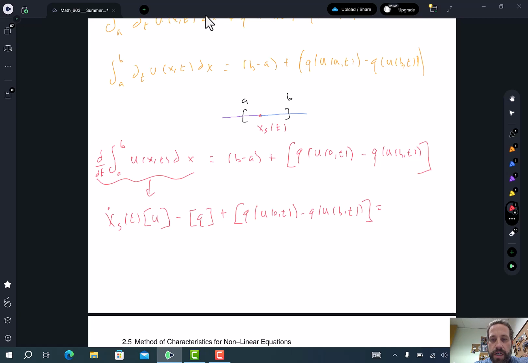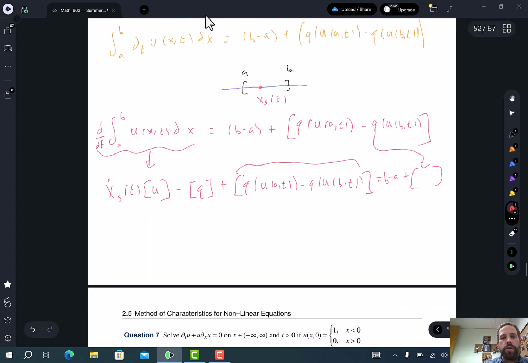And now for us, this is going to be equal to b minus a, and I don't have enough room. It's going to be plus this part right here. Okay, but the part there and this part are equal to each other, and so overall, this equation becomes xs dot of t times the jump in u minus the jump in q is equal to b minus a. Okay, now this is true for any interval that contains the shock location.